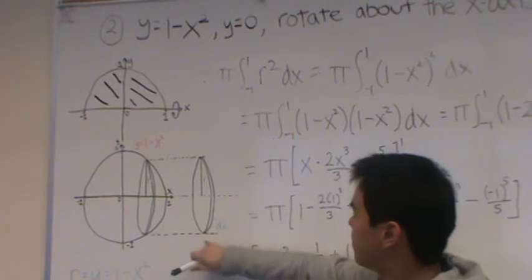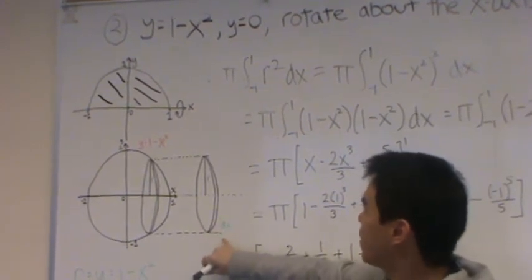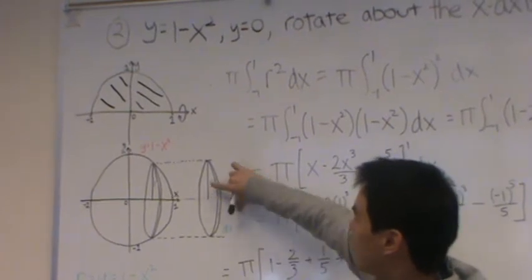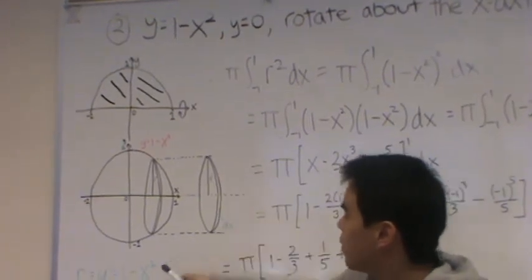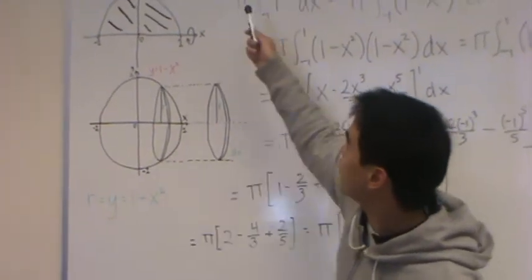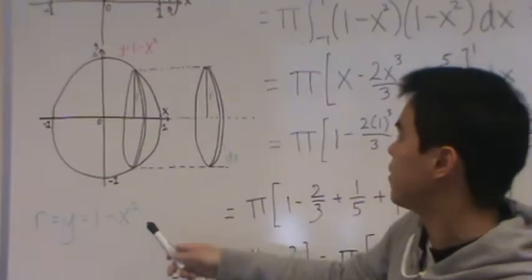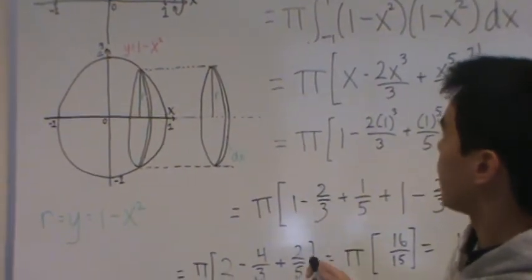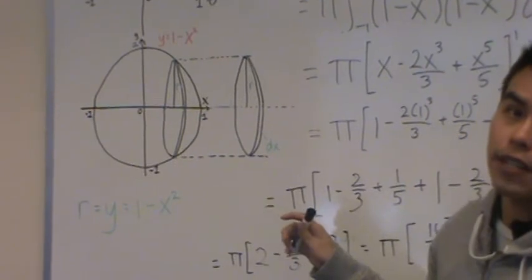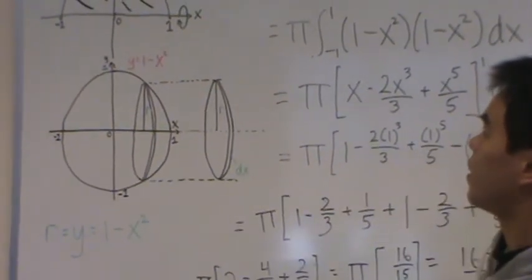The thickness of the cylinder will be dx, and the radius is r. We know that r is equal to y, and from the very beginning we know y is equal to 1 minus x squared. So, knowing that, we can set up our function to find the volume underneath the function.